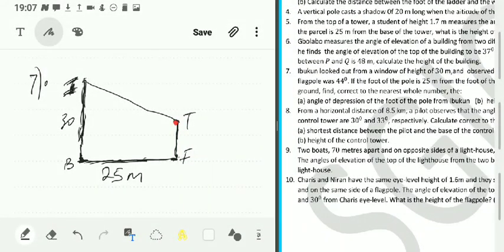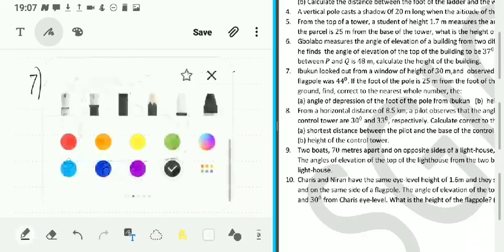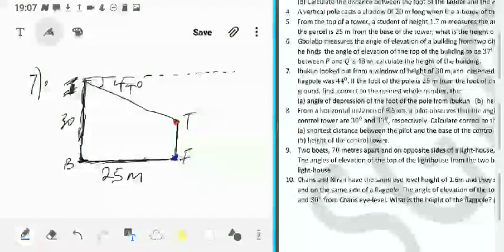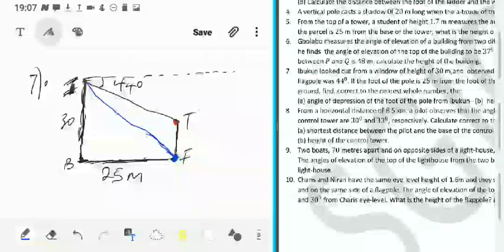Okay, this is Ibukun's horizontal line of sight. Angle of depression to this top is what? 44 degrees. And now we want to find the angle of depression to the foot. This is the foot. Let me highlight it. This part is the foot. So the angle of depression to the foot is something like this.